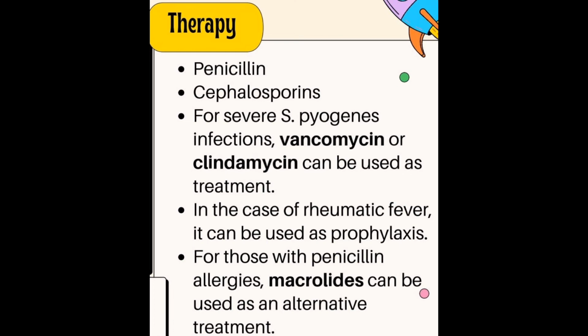But there are alternative antibiotics for those patients with penicillin allergy, including a first-generation cephalosporin, clindamycin, clarithromycin, or azithromycin. In addition, patients are placed on continuous prophylactic antibiotics to prevent repeat strep throat infection that could potentially lead to a repeat case of rheumatic fever.